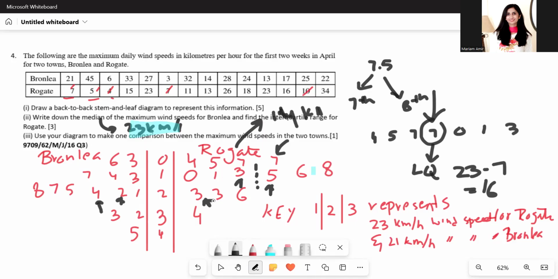So the comparison would be that on average, Bronlia has greater wind speed as indicated by higher median.